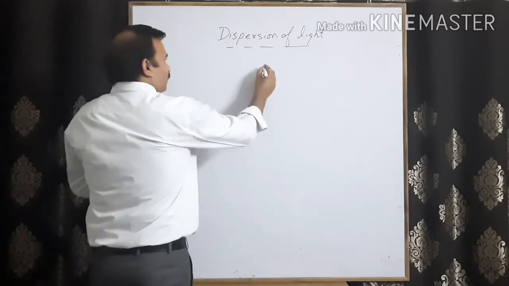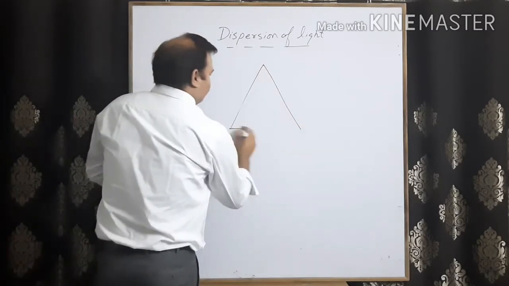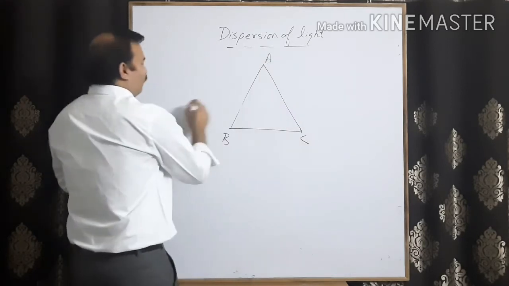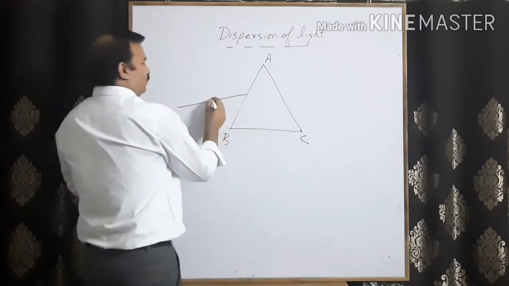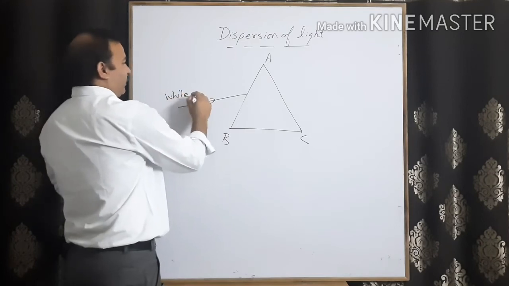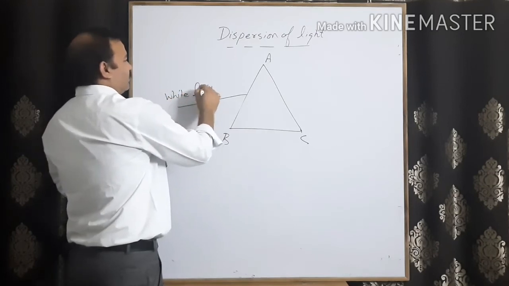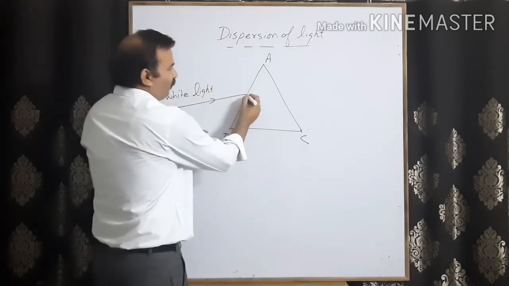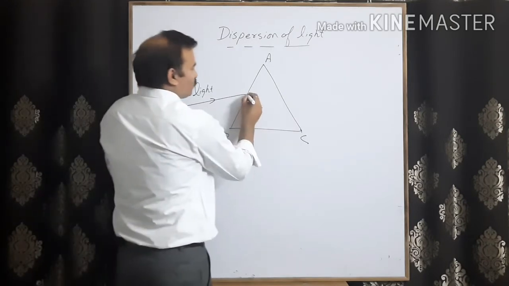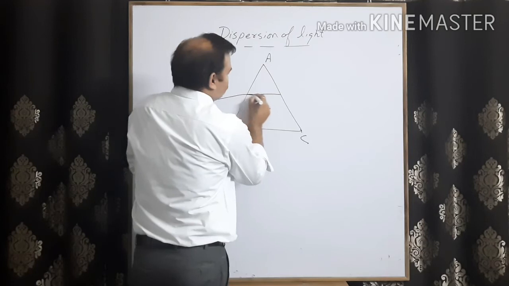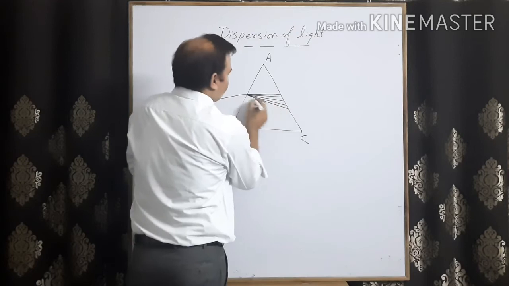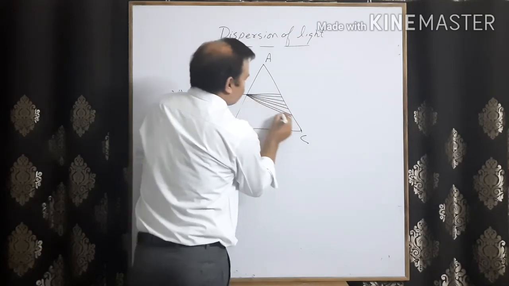Please have a look. This is a prism, ABC is a prism. When white light falls on this prism, this is the white light. We have taken only one ray of the white light to make you understand. So from here it bends and all the 7 colors will bend. So 1, 2, 3, 4, 5, 6 and 7.